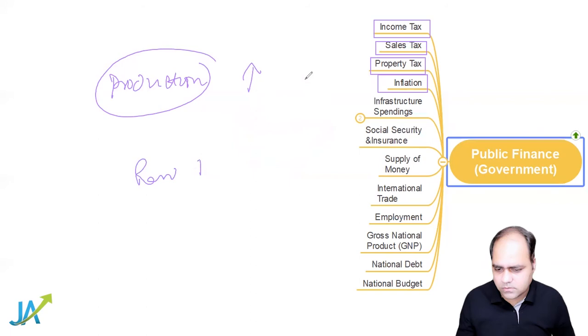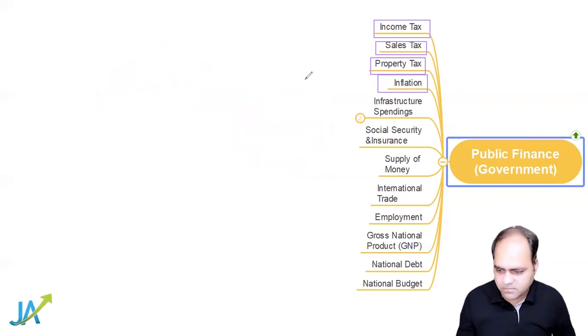Now let's go and talk about the next category, which is called infrastructure spendings.